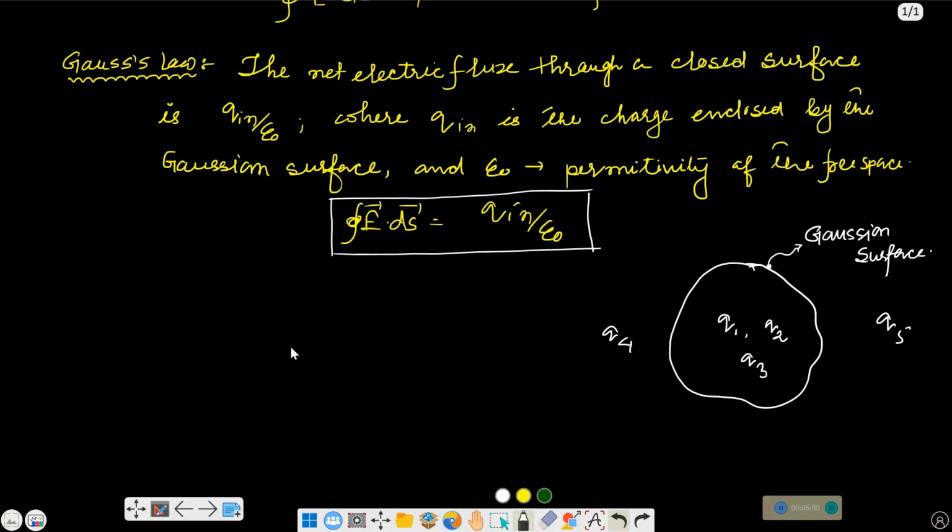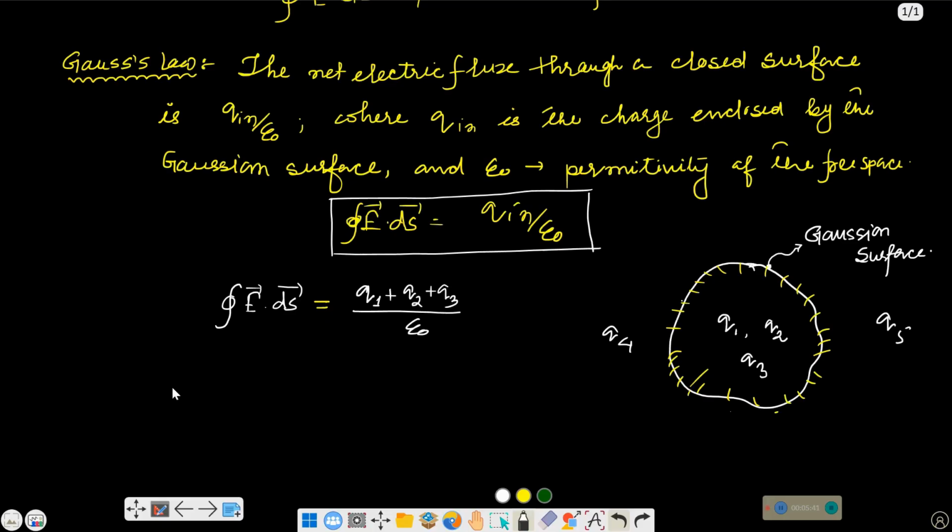Now for this system we can write the electric flux. So we can write it as the closed integral of E dot dS over the whole surface. This is the closed surface, this is not a line, it is only the surface boundary. So the closed integral of E dot dS can be written as q in, which is q1 plus q2 plus q3, divided by epsilon naught.